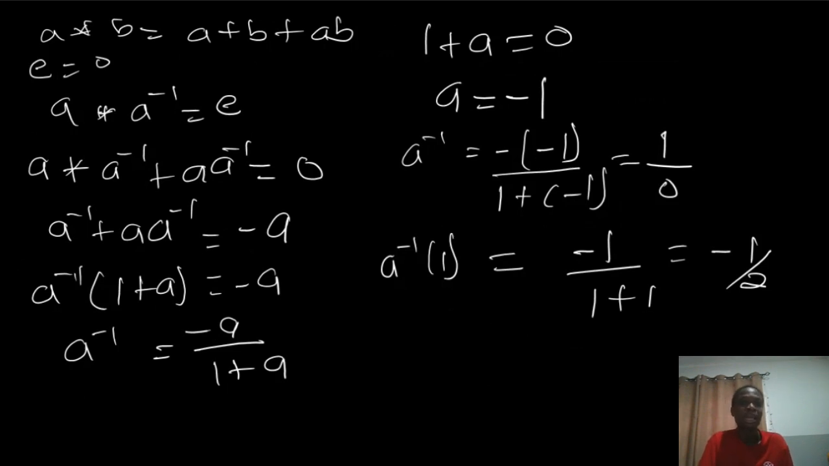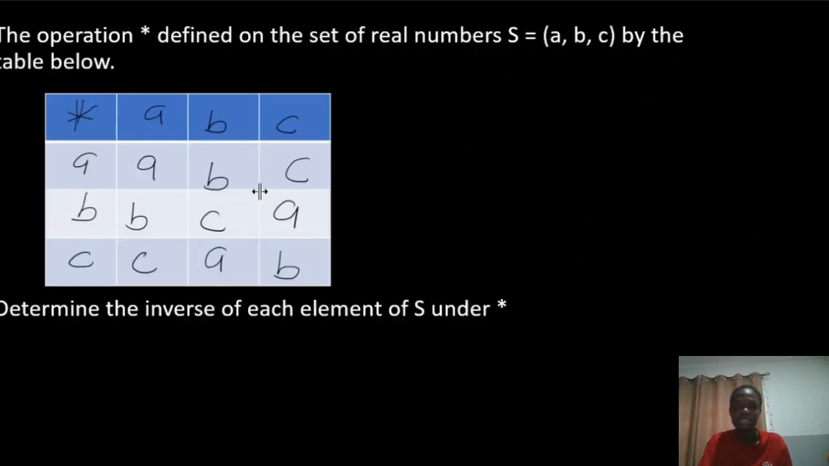So I would like us to solve one more question here. From here, we have a table, and from this table they are saying that the operation star defined on a set of real numbers S equal to {a, b, c} by the table below. Determine the inverse of each element of S under star. So you are going to find the inverse of a, inverse of b, and inverse of c.